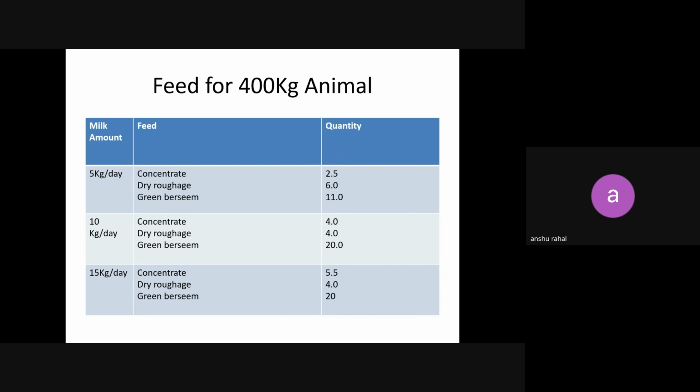Because the dry matter content varies depending upon the stage of harvest of the crop. With the maturity of the crop, the crude protein decreases, although the dry matter content increases.